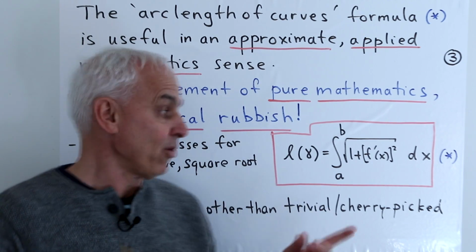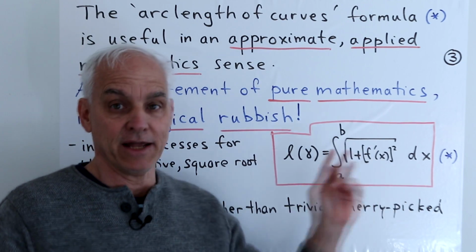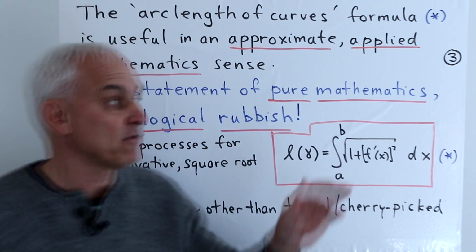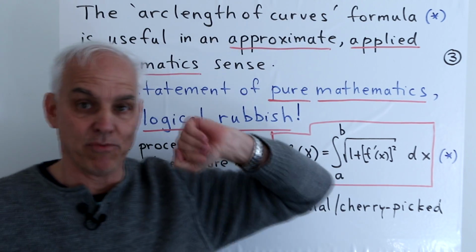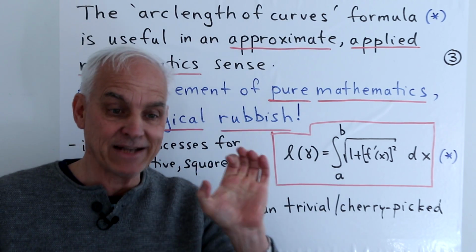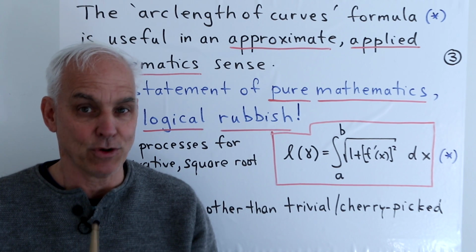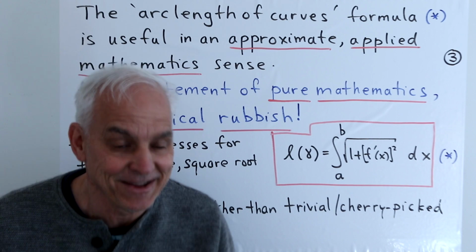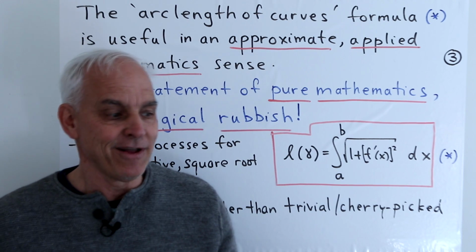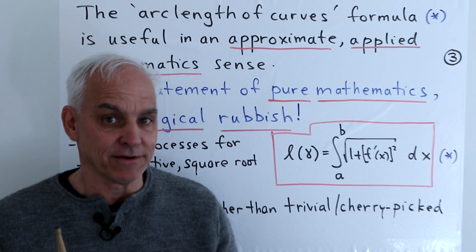For a typical function, you cannot calculate this exactly. You have to fall back to an applied, approximate point of view. But if you want exact answers, only really cherry-picked examples work. Of course, we don't tell our students that. It's kind of a careful secret, but that's the reality of it.